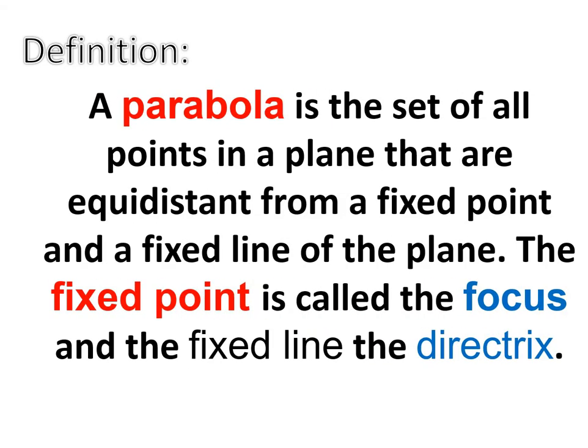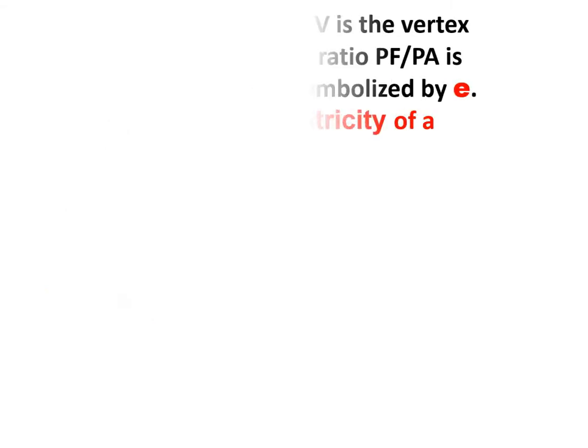Before anything else, let's define what is a parabola. A parabola is the set of all points in a plane that are equidistant from a fixed point and a fixed line of the plane. The fixed point is called the focus, and the fixed line is called the directrix.